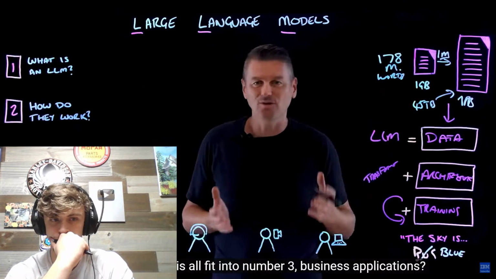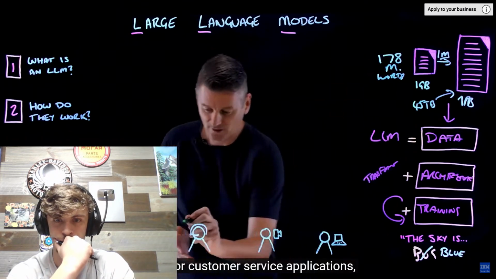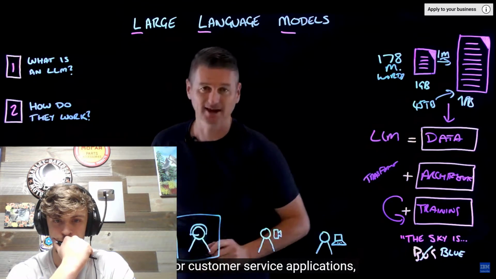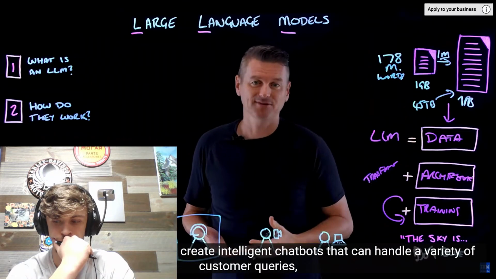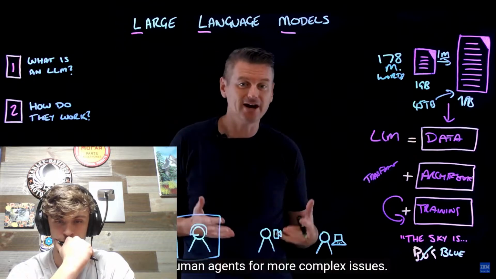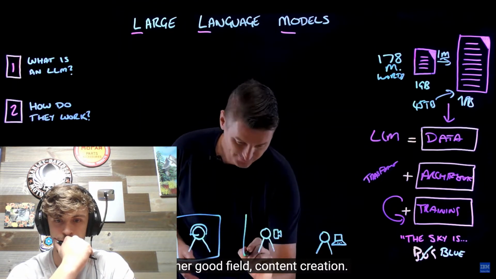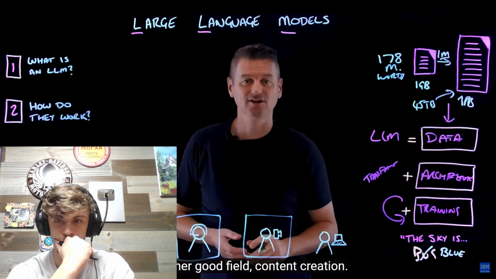Okay, so how does this all fit into number 3, business applications? Well, for customer service applications, businesses can use LLMs to create intelligent chatbots that can handle a variety of customer queries, freeing up human agents for more complex issues. Another good field, content creation.